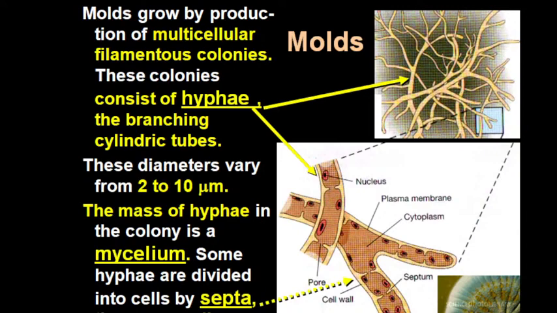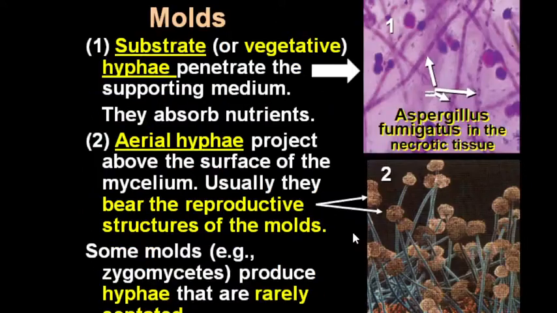Some hypha can be divided by septa, that is the cross walls, but they don't give complete separation. The cytoplasm and even nuclei may move within these septa and within these cells from one cell to another one. So, multicellular organisms.